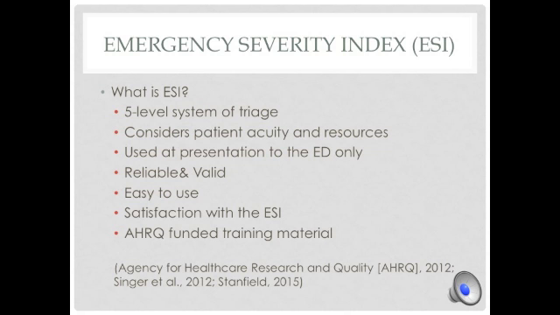Emergency Severity Index, or ESI, is a 5-level system of triage and used in most EDs across the country. The movement to standardize triage in the United States began in 2000. The use of the ESI is recommended by both the Emergency Nurses Association and the American College of Emergency Physicians. ESI considers patient acuity and the resources that may be needed to reach a disposition for lower acuity patients. It is used at the time of presentation to the ED only. This does not mean that the patient's condition can't change, because we all know they do. Some get better and some get worse, but the ESI done at triage does not change.